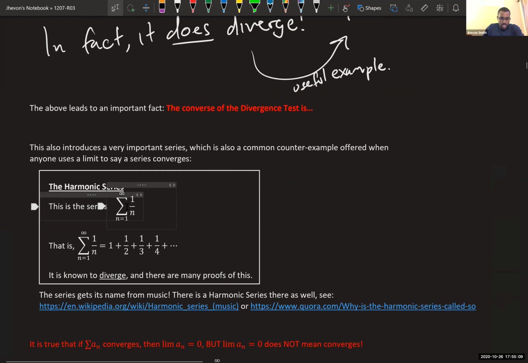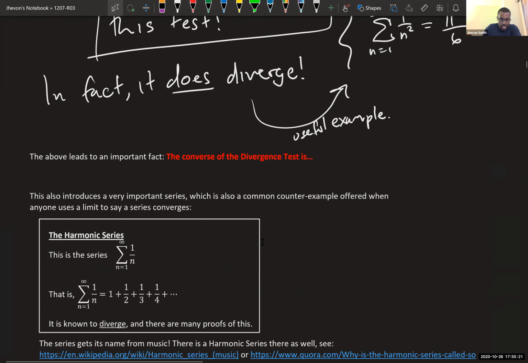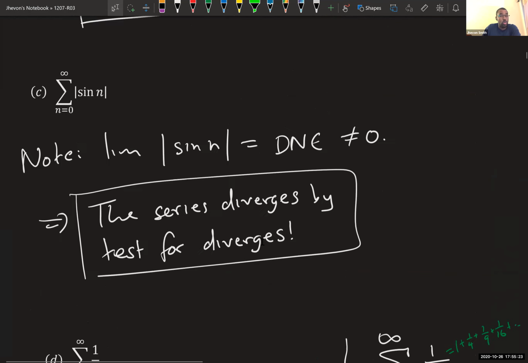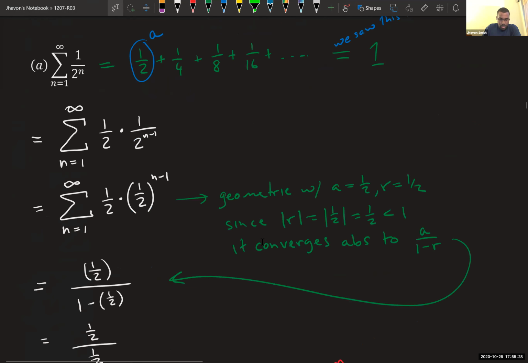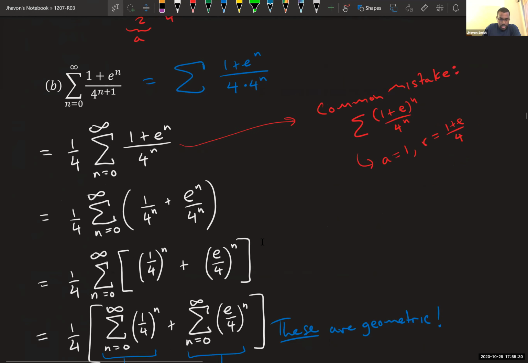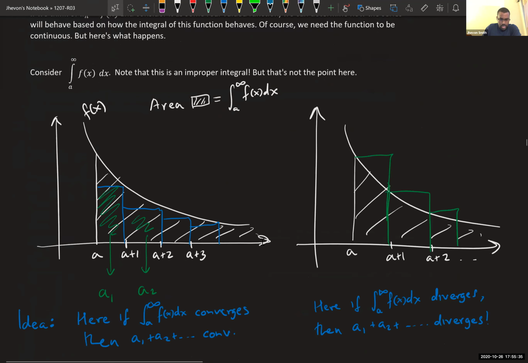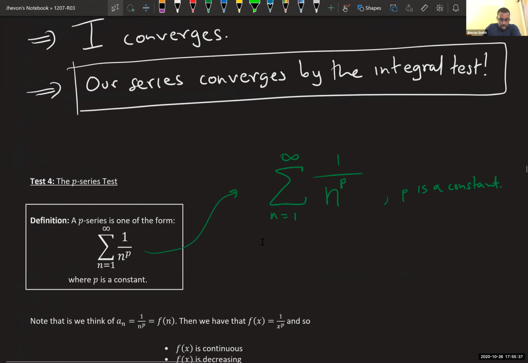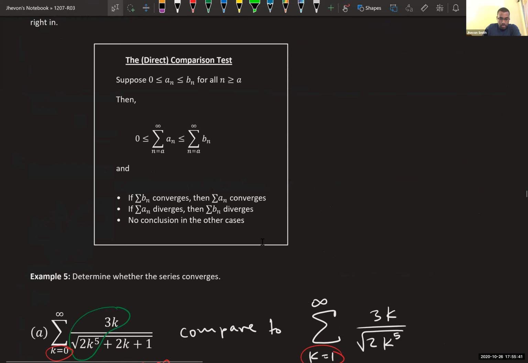We mentioned a very famous example, the harmonic series. That one is known to diverge even though the limit approaches 0. So that tells you that knowing that the limit approaches 0 does not tell you whether the series converges. So you have to be very careful. The test for divergence only tells you about divergence. Go figure. Okay, so we did a bunch of examples. Here are examples on the geometric series, examples for the integral test, examples for the p-series, and examples for the comparison test.